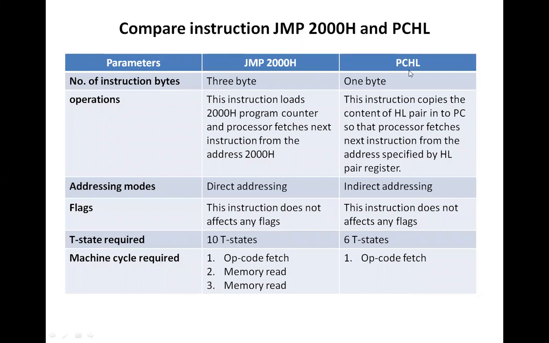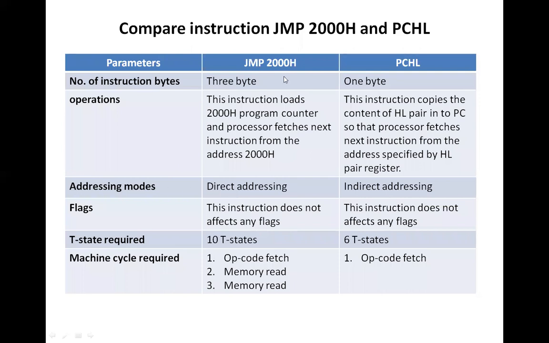But the PCHL instruction does another thing. This instruction is going to copy the content of HL pair into the program counter. So the processor is going to fetch the next instruction from the address which is specified in the HL pair. So both the instructions are working similarly. In this, 2000 is loaded in the program counter. In this, content of HL pair is loaded into the program counter. But the difference is that in this case, you know the address where it has to jump. In this case, you don't know the address, but you know that the address is residing in the HL pair. So that is the difference between these two instructions. Both are loading the address value into the program counter. This is loading 2000 and this is loading whatever is the content of HL pair.